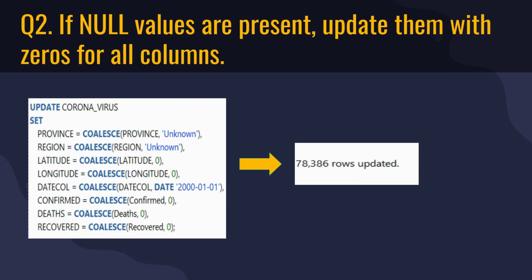Next, we updated any null values to appropriate defaults. For example, we set missing geographical data to unknown or 0 and date entries to 1/1/2000. This step standardizes our data, making it more robust and reliable for further analysis.